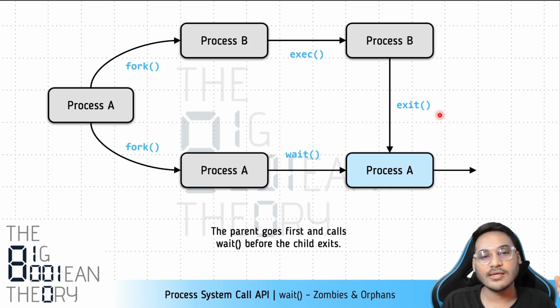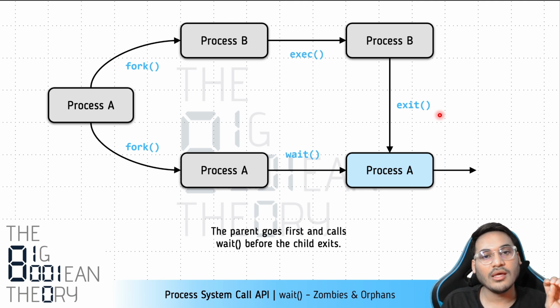And in this normal case, since the parent has called wait before the child terminates, as soon as the child terminates, its exit status can be collected by the parent process, and the process control block of process B can be deallocated. We discussed this in the previous video, when we were talking about the exit system call. Once a process terminates, all of the resources it has been holding, like the CPU, the memory, the IO devices, the files, are deallocated once it calls exit, except for the process control block.